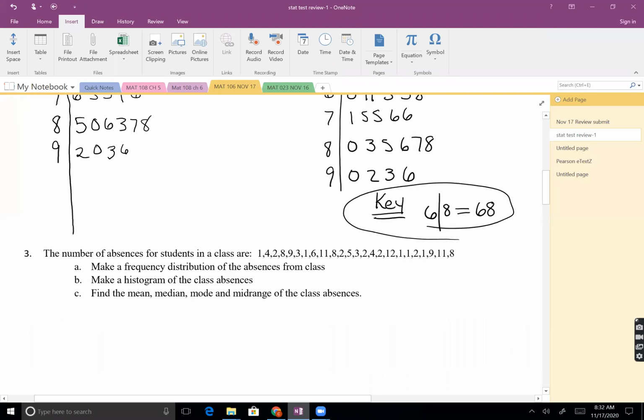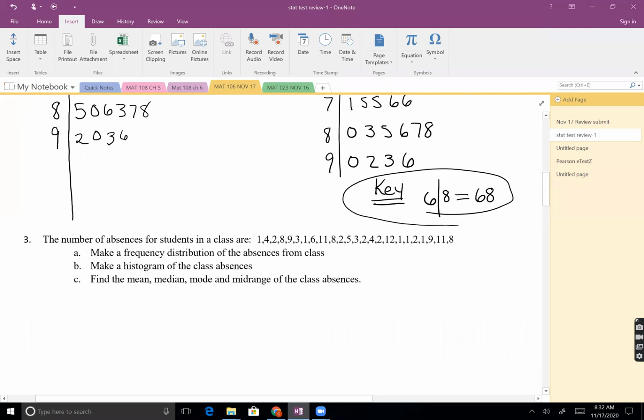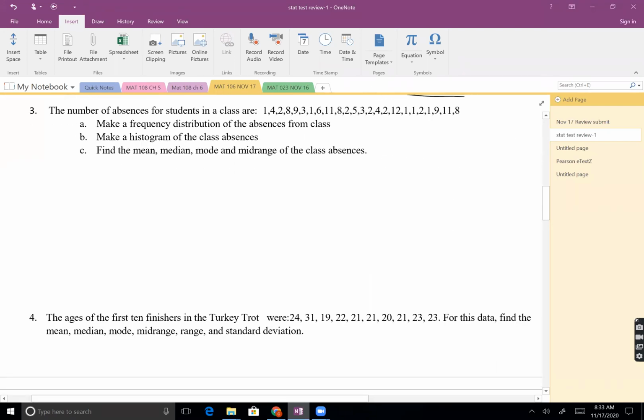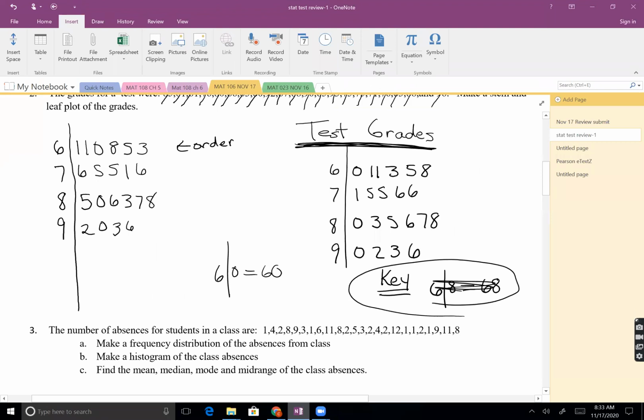Wait, how did you get the key? Well, just pick any number. Instead of 68, I might have done 60, and I would have written 6|0 equals 60. So the people looking at the graph know what it represents. Okay. Do you want us to do the key? Yes, please. Just for one, right? Just one number. Yep. Okay.